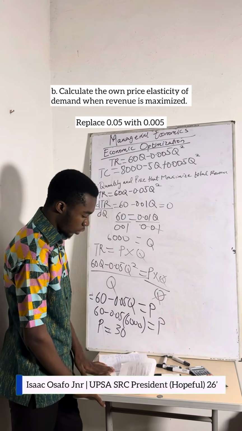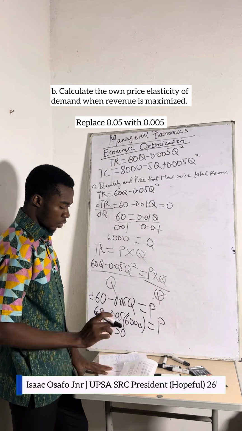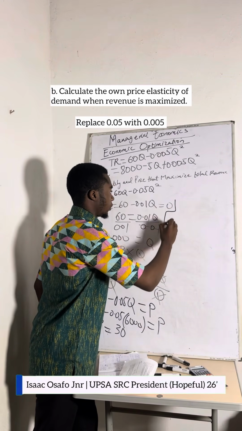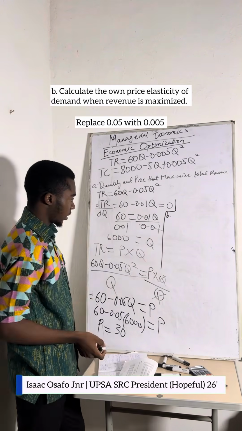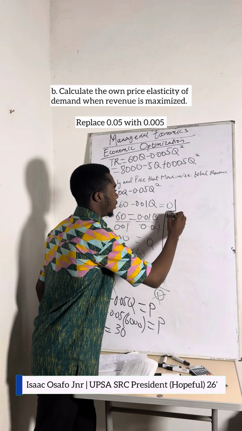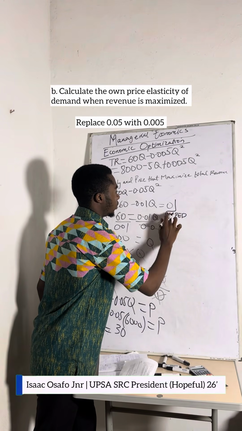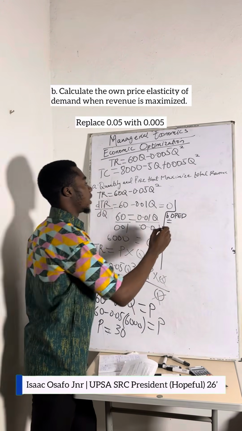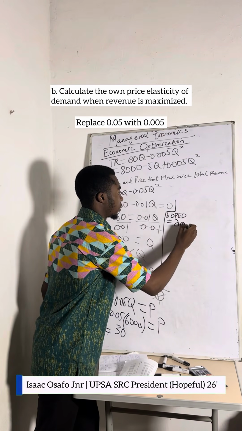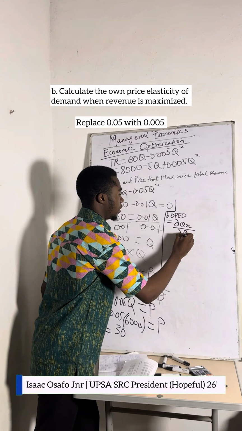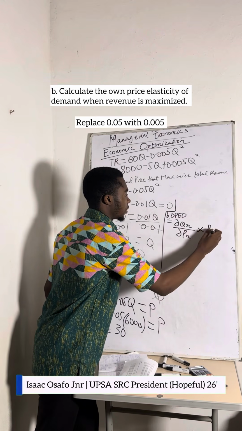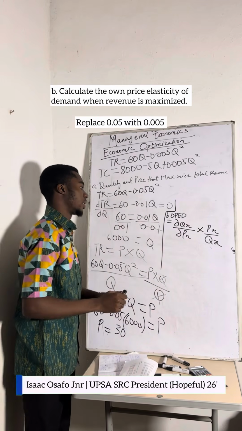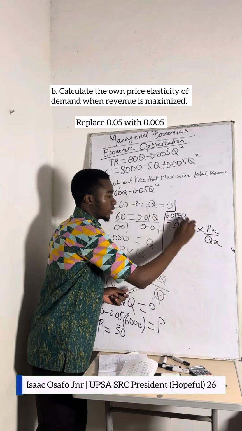The B says that you should calculate the own price elasticity of demand when revenue is maximized. Okay, let me do it at this side. So the B, the own price elasticity of demand. For the own price elasticity of demand, we know the formula is del QX over del PX times PX over QX. Yes, the change in QX over the change in the price of X times PX over QX. Do you get it?